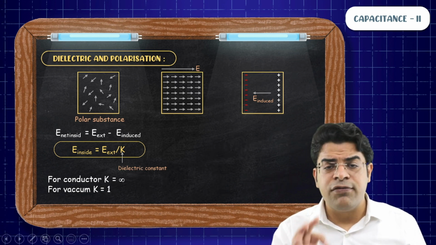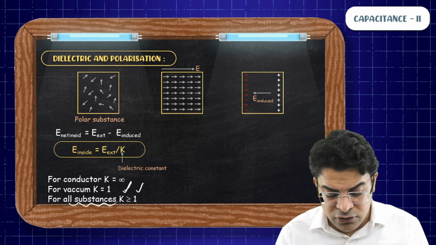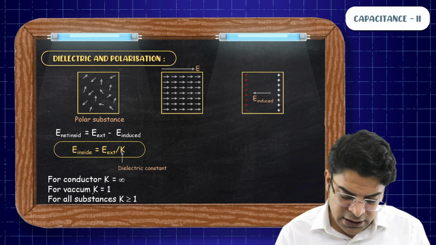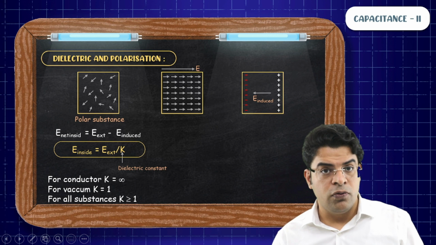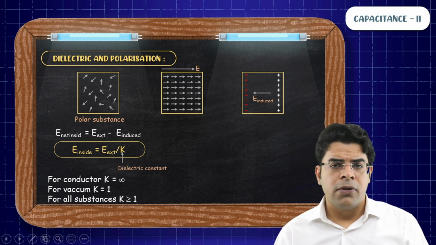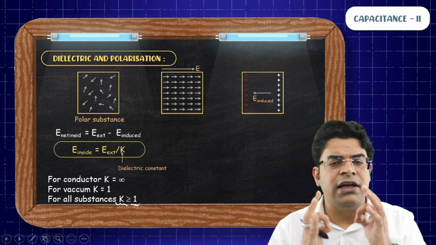So remember that for all materials, the dielectric constant is greater than or equal to 1. Only for vacuum is the dielectric constant equal to 1. All materials have a dielectric constant greater than 1.